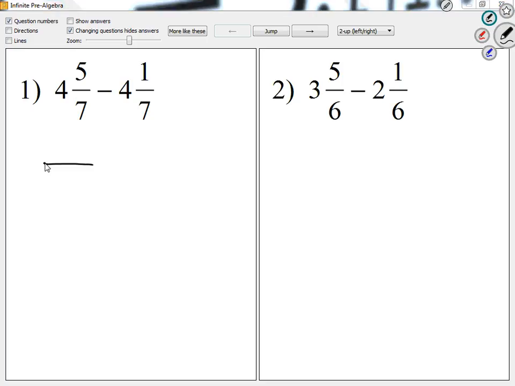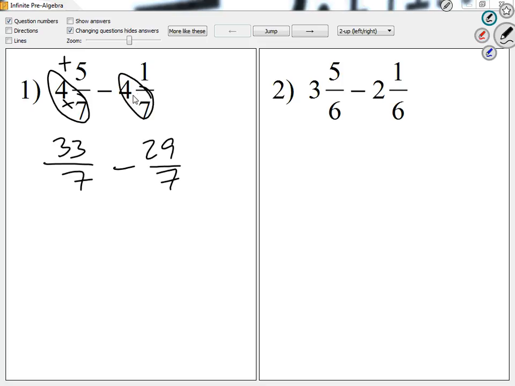So the first one, let me copy the 7 at the bottom, and on the top I'm going to have 33. The way I came out with the 33 is I multiply the 4 times 7, and then I add it to the 5 on top. In the second fraction, let me copy the 7 at the bottom, and on the top I'm going to have 29. Once again, I multiply 4 times 7, and I add it to the top.